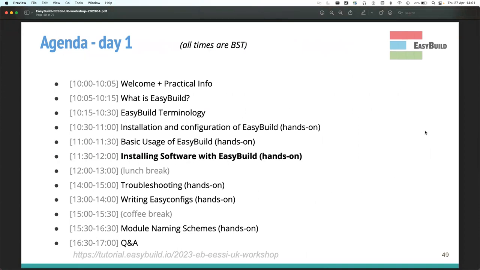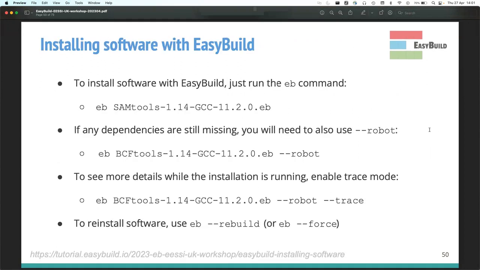So we'll continue with the more serious stuff, which is installing software with EasyBuild. This is what it's all about, really. So when installing something with EasyBuild, you use the eb command, you give it the name of an EasyConfig file, and you hit enter, and that should work. At least that will work as long as the dependencies are available. If they are not, EasyBuild will scream at you, and you'll have to use the robot option or the dash R option to enable the dependency resolution, and then it will first install the missing stuff before it continues with the installation that you actually want.